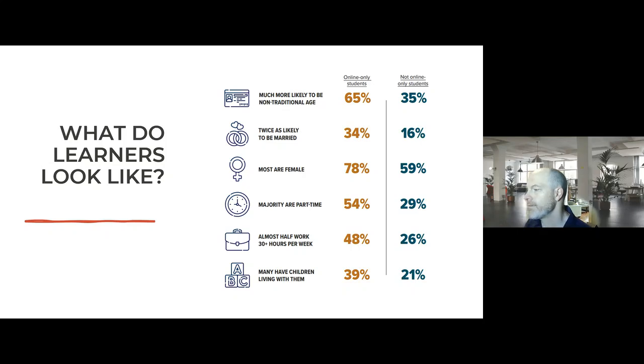And we also have a lot of part-time students, especially in the online world. And a lot of people are working concurrently, and this is 30 plus hours a week, not just part-time, but practically full-time, 30 hours per week. So half of the online students are, and still a quarter of the in-person students are. So bottom line, there's a lot of things going on in their lives.